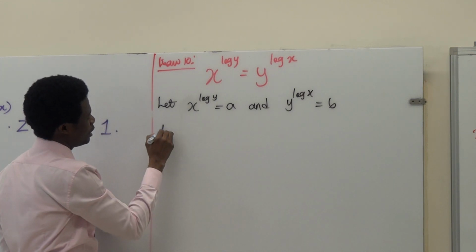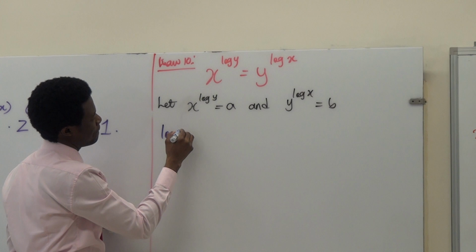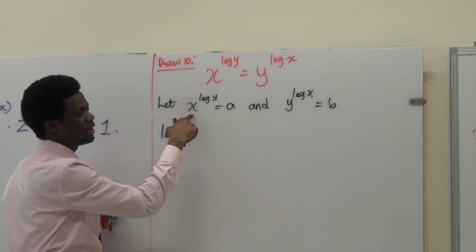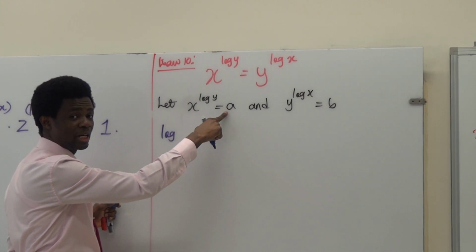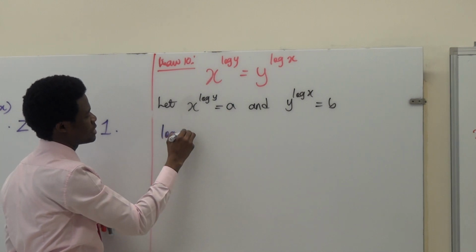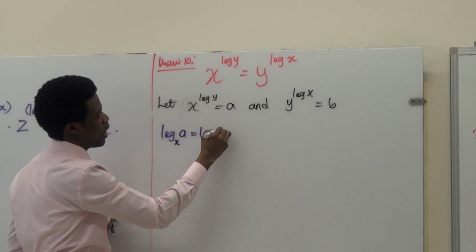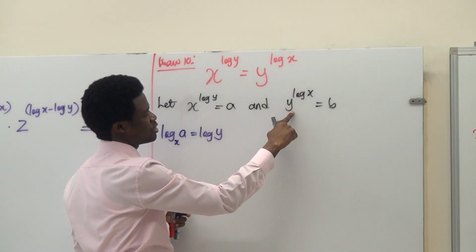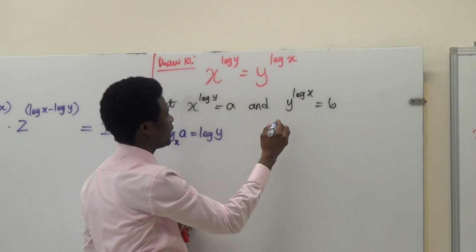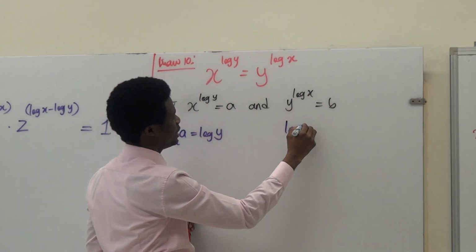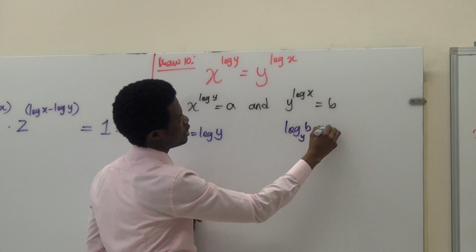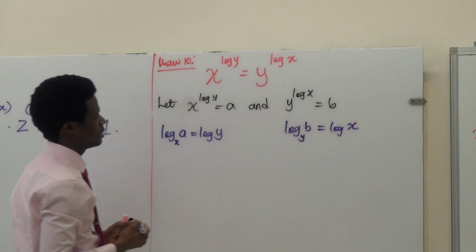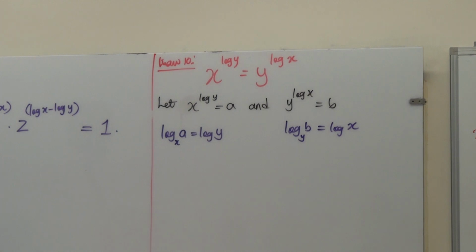Log base x: x will have been the base of the log, and a will have been the number. So log to base x of a must have been log y. Let's do the same here. Then again, y will have been the base and this the number. So log to base y of b is equal to log x. Now remember, our target is to get a equal to b. So what can we do from here?